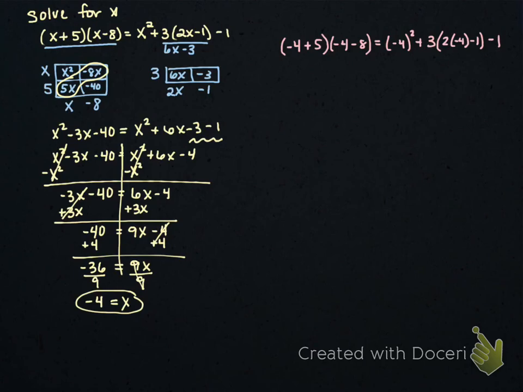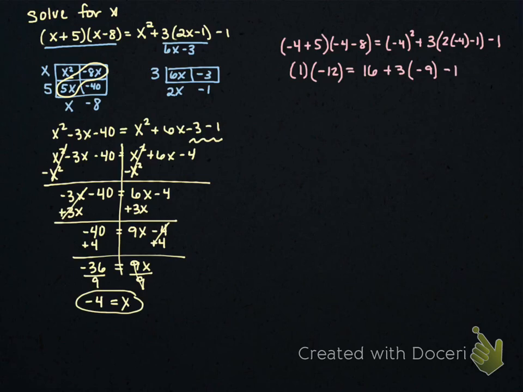Okay, let's slowly break this down. So first we want to use order of operations when we're going through this. So we're going to look at the parentheses first. Negative 4 plus 5 will result in a positive 1. Negative 4 minus 8 will give us negative 12. We can go ahead and do the exponent. Negative 4 squared. Whenever we square a negative, we'll get a positive. We have plus 3 times 2 times negative 4 is going to give us negative 8. Minus 1 will give us negative 9.